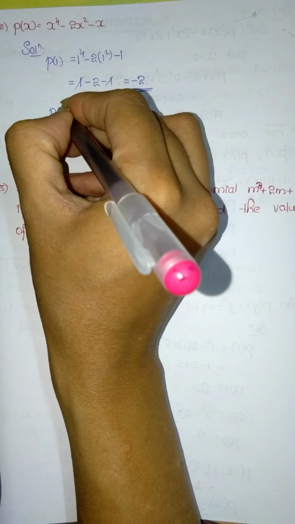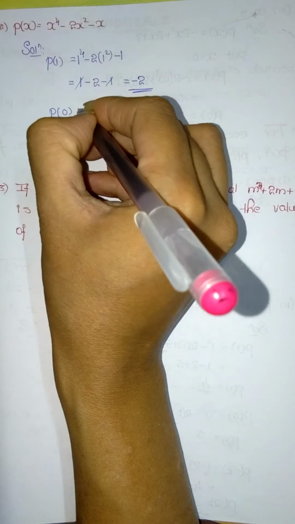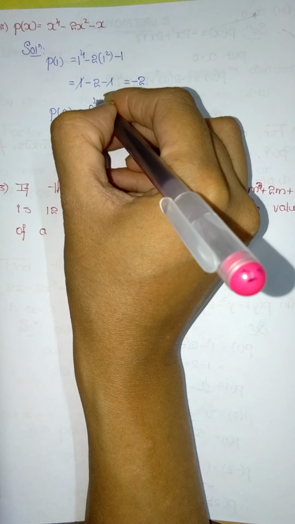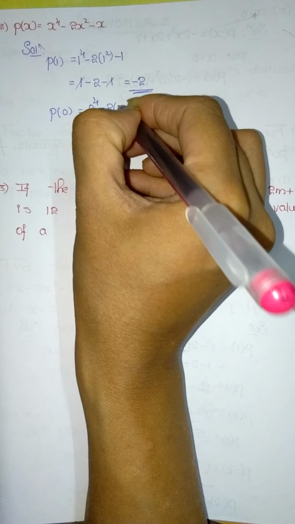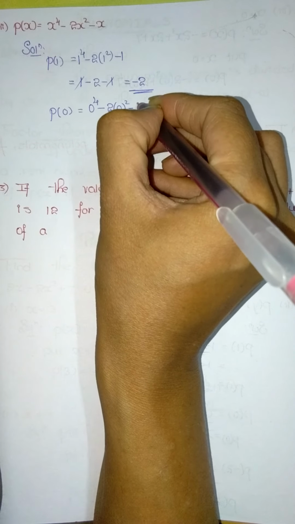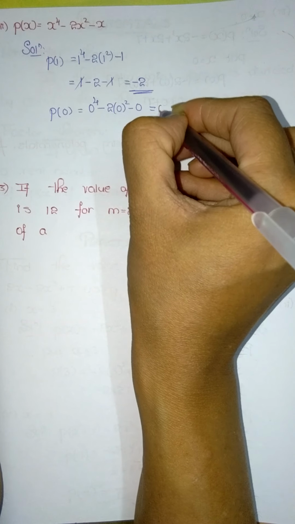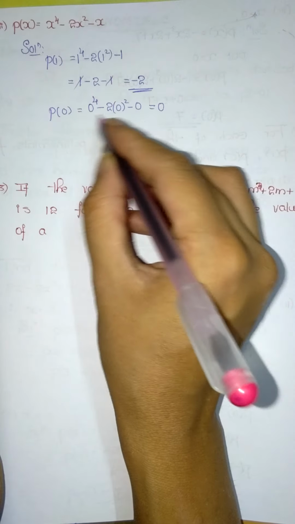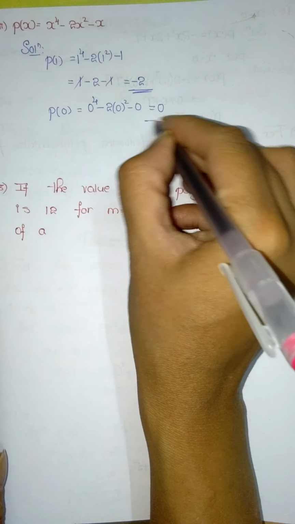Similarly, p of 0. So it becomes 0 to the power 4 minus 2 into 0 whole square minus 0. So it becomes 0 itself. So हर जगह 0 ही होगा, तो आंसर इज 0.